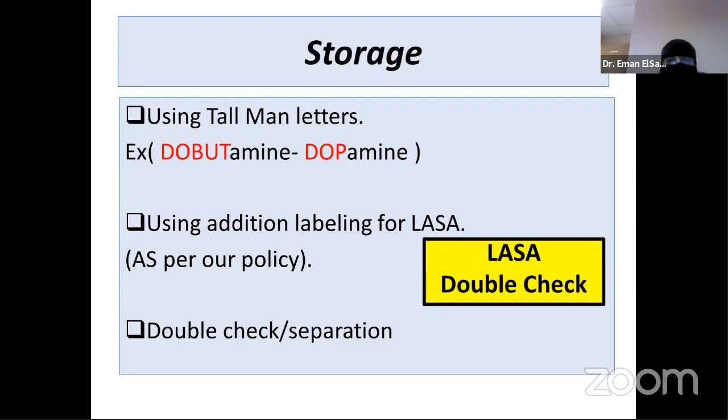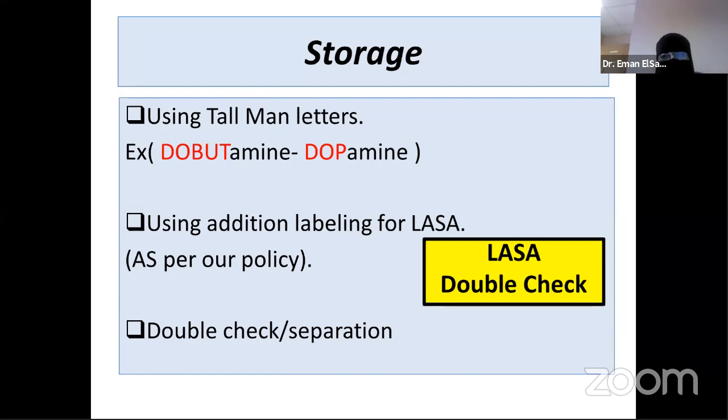During storage, we can use the Tall Man technique. What is the Tall Man technique? I think some of the audience don't know it. It is like this, with some letters up and some letters down. This is a technique to differentiate between medications which are similar in phonetics. So we can use it on the computer system, with some letters up and some letters down.